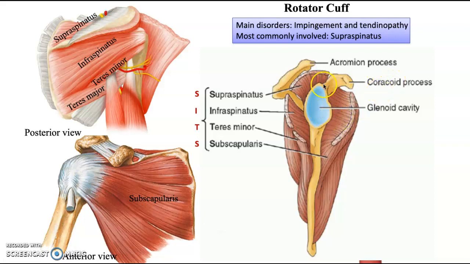Okay. Now, if you think of the disorders of the shoulder joint, two important ones are impingement and tendinopathy. The muscle which is most of the time involved in this impingement and tendinopathy is the supraspinatus. Now look at the supraspinatus here. Supraspinatus is coming from the supraspinous fossa.